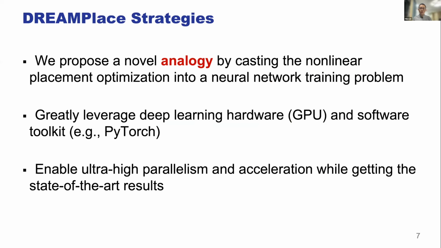Therefore, in this work, we present our DREAMPlace strategies. We propose a novel analogy by casting the nonlinear placement optimization into a neural network training problem. The DREAMPlace framework greatly leverages deep learning hardware acceleration like GPU and software toolkit like PyTorch, enabling ultra-high parallelism and acceleration while getting the state-of-the-art placement results. Next, I will explain how the analogy is established and how we developed the framework.